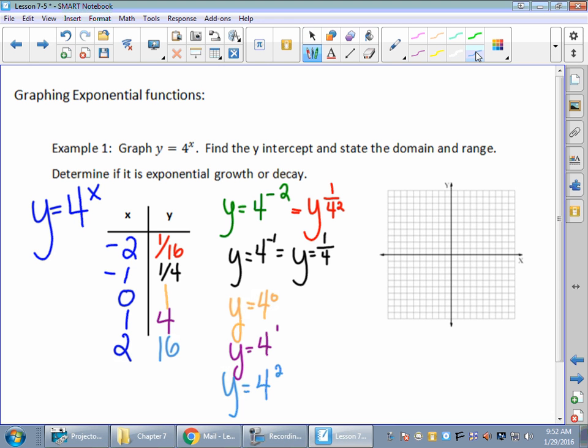Let's plot these guys. So negative 2, 1/16. So it's super close to the x-axis. I'm not going to be getting out a ruler, but I know it's super close. Negative 1, I should really move that even closer, like almost on top. There we go. Negative 1 and 1/4. A little bit higher. 0, 1. That's an easy one. 1, 4. And 2, 16 shoots right off the graph. It's going to be somewhere up there.